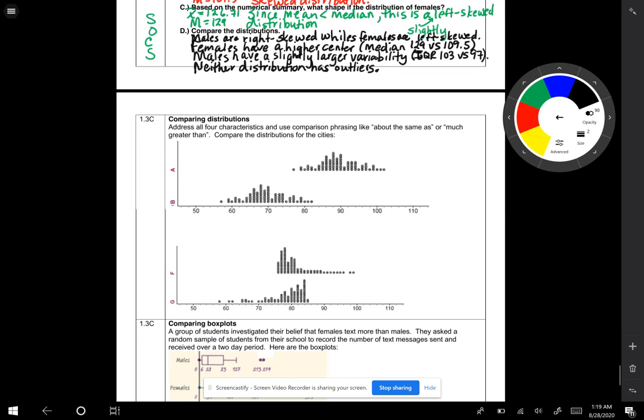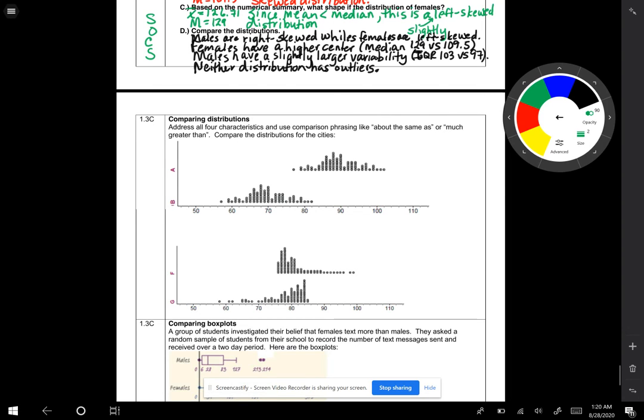Okay, finishing up our very last page, we have some sample problems. This comparing distributions, address all four characteristics, so SOCS, and use comparison phrases like about the same as or much greater than. Compare the distributions for the cities. Since we don't know individual values, it's best to use the mode for our center, and therefore for our spread, we should use the range.